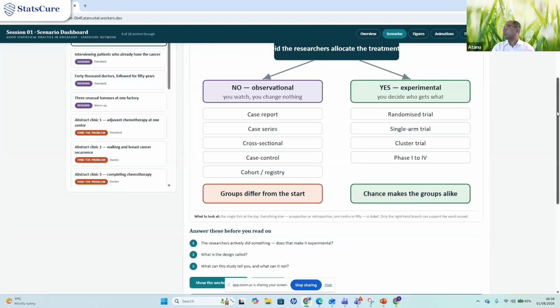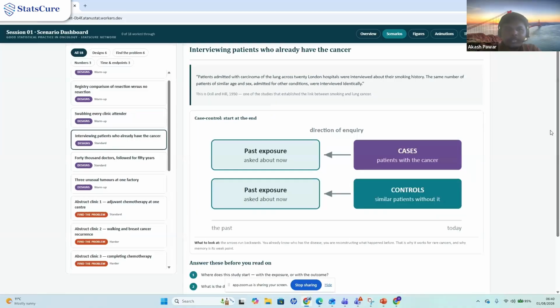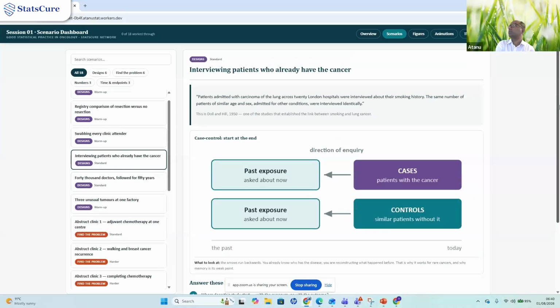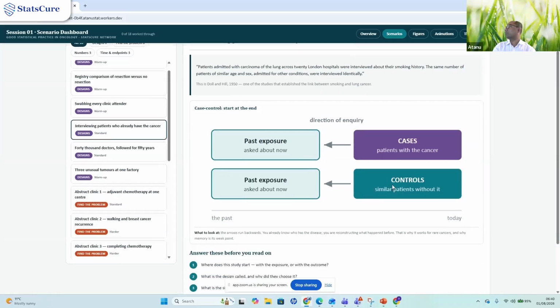Exactly. So go to the next point then. Yes, sir. This is another point: interviewing patients who already have the cancer. Patients admitted with carcinoma of the lung across 20 London hospitals were interviewed about their smoking history. The same number of patients of similar age and sex admitted for other conditions were interviewed identically. So the cases are identified and we try to figure out their past exposure, and in controls also we find out their past exposure.